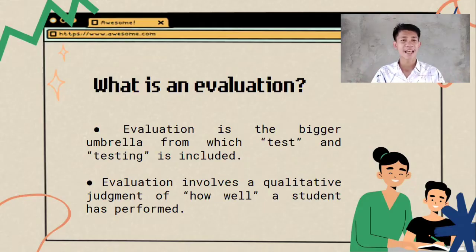Jumping to the next and last discussion, which is evaluation. What is an evaluation? Evaluation is the bigger umbrella term within which test and testing are included. Evaluation involves a qualitative judgment of how well a student has performed. Truly, evaluation consists of test and testing. It refers to judging the quality of what is good and what is desirable. To evaluate a student's work or to make judgments, criteria will be used.